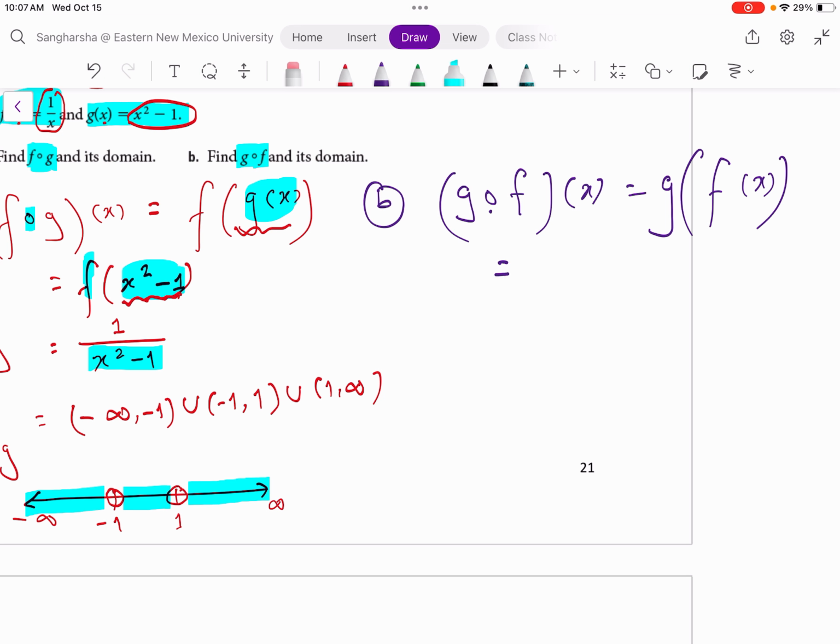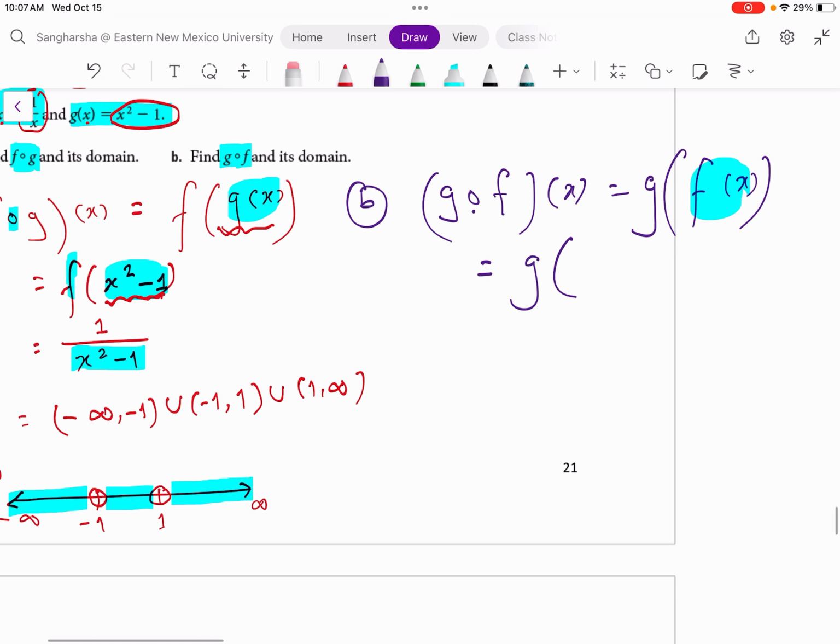So now we make a substitution. We substitute F of X first. So we have G as it is. What is our F of X? It is 1 over X. So G of 1 over X. Now next we have to find G of 1 over X.